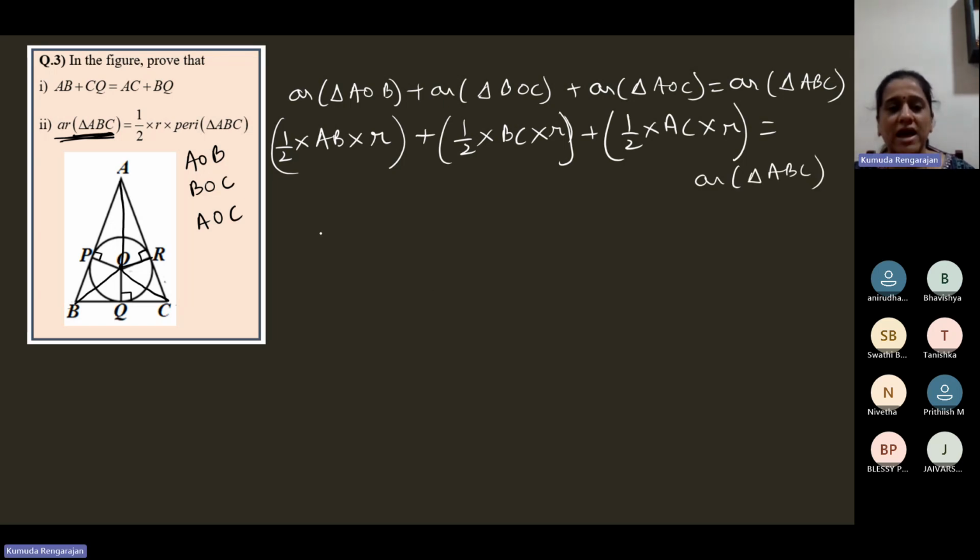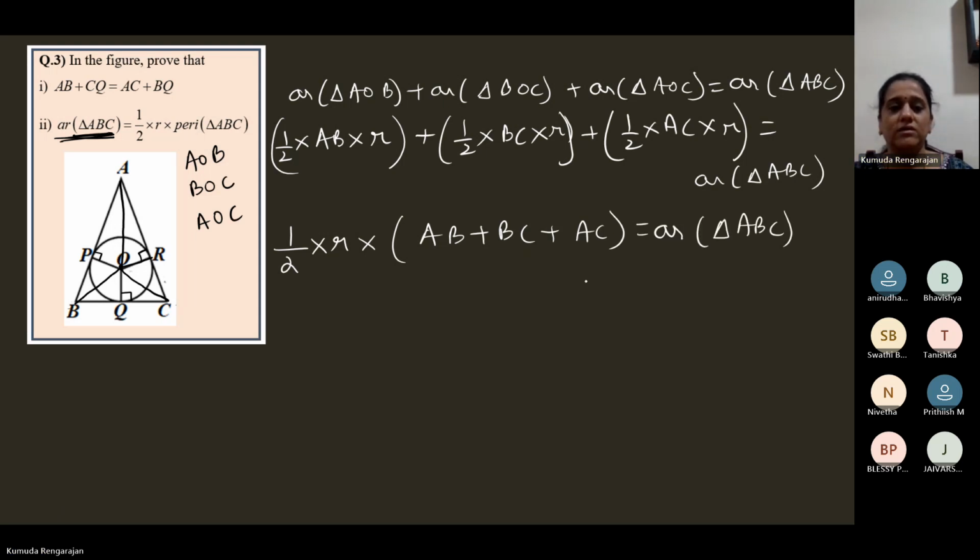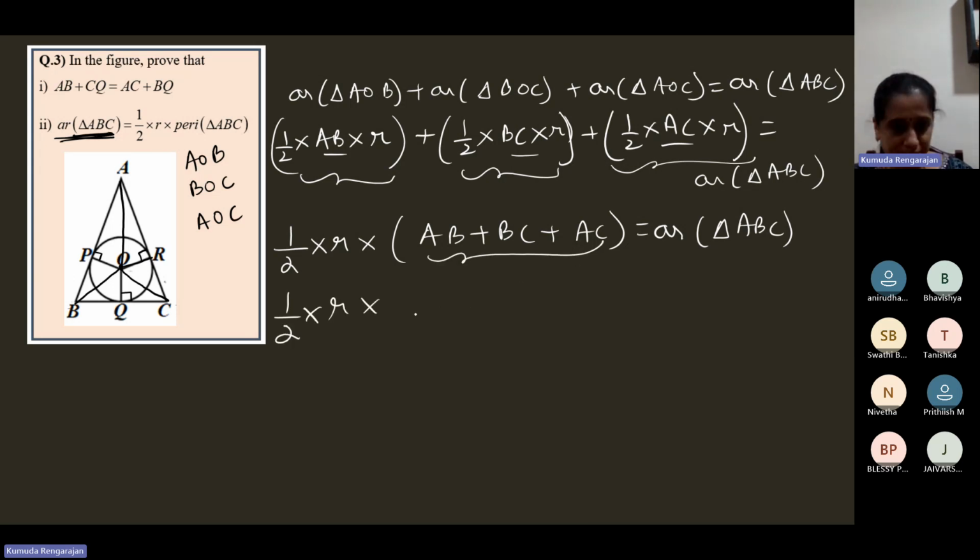Now what's common? Half R is common. Half into R is common into AB plus BC plus AC is equal to area of triangle ABC. You can see here, between these three expressions, half into R is common. So take out half R common. So in the bracket, you will have AB plus BC plus AC. So half into R into, what is AB plus BC plus AC? Perimeter of triangle ABC is equal to area of triangle ABC.